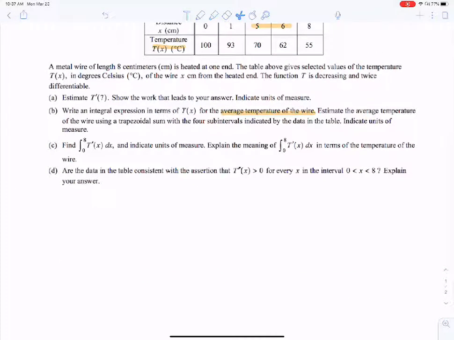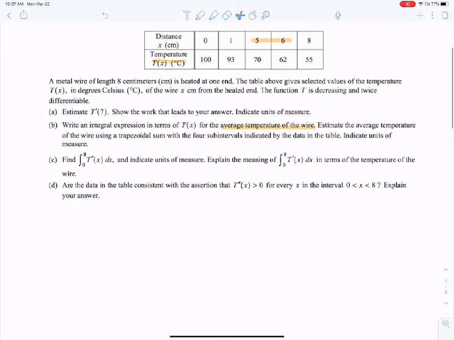Okay, are the data in the table consistent with the assertion that the second derivative is positive for every x value on the interval from 0 to 8? Explain your answer. Okay, so now we're looking at the second derivative. So here's what I'm going to do. If I'm looking at the second derivative, I kind of need to know the first derivative. So I'm going to be using the mean value theorem again. And here's how I'm going to use the mean value theorem. So I'm going to look at the interval from 0 to 1.